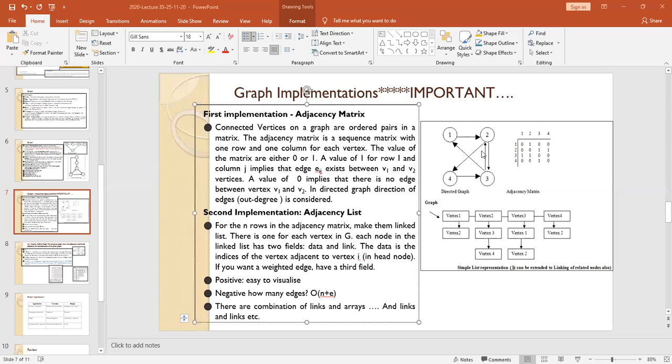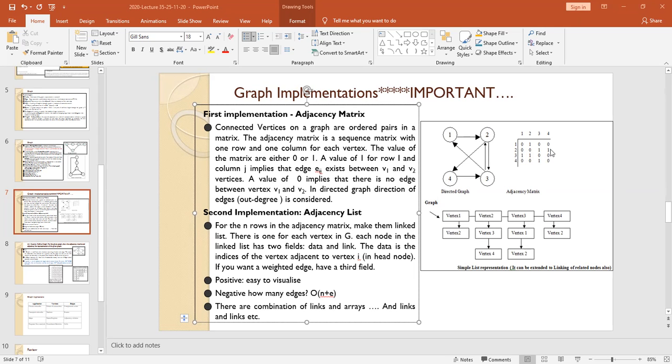Next you come to 2. 2 to 1, is there a 2 to 1? No, 2 to 1 is 0. 2 to 2 is also 0. 2 to 3 there is a path, that's why we put it as 1. 2 to 4 there is a path.